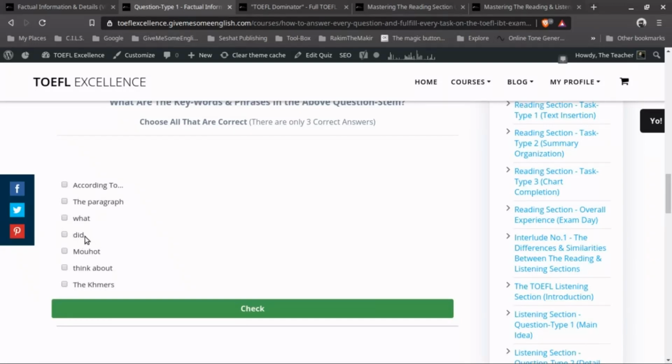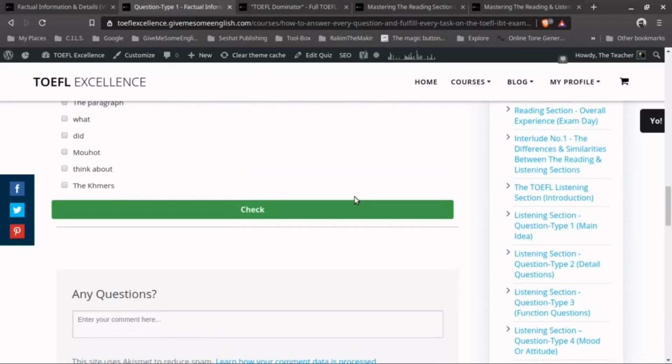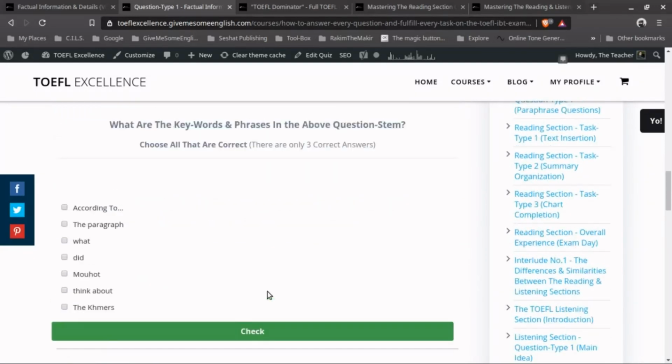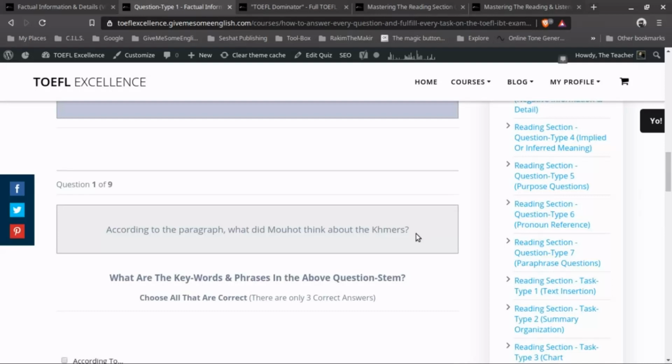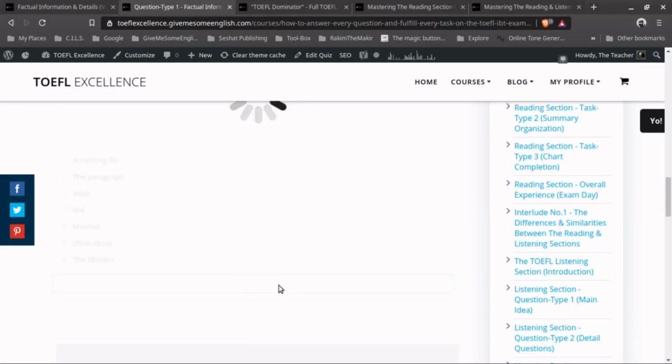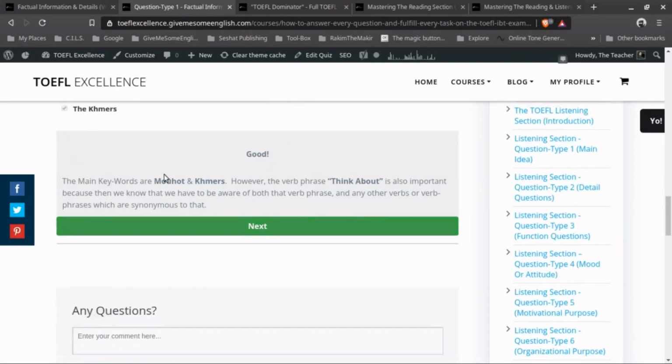According to what, now did. This does give you some information, but not anything that you need to really think about. It's just indicating that it's a positive answer. In other words, the answer is not going to be about something that the person didn't do or something which is not true. So it's going to be a positive answer. But the keywords here are the person, Muhat, that's the subject, think about is the verb phrase, and Khmers is the object. Okay, so there are your 3 key phrases, keywords and phrases. So we check, okay, good, we did a great job. Yeah, that just explains everything that I said there.